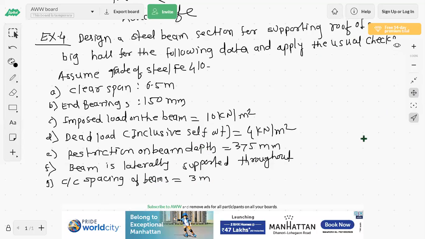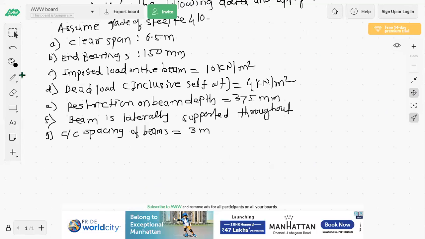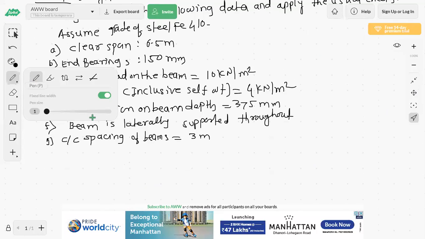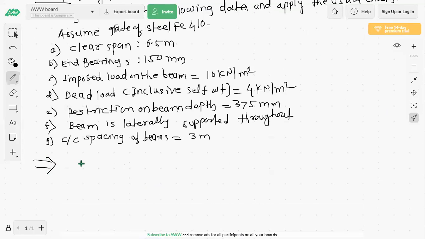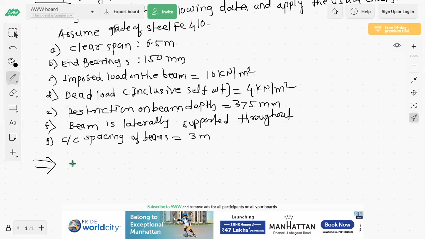Now here the important part is, first we require the load. So here load is given. Which type of load is given? Actually load given, imposed load on beam 10 kilonewton per meter square and dead load on the beam 4 kilonewton per meter square. Means two types of load given. So we have to add these two loads.